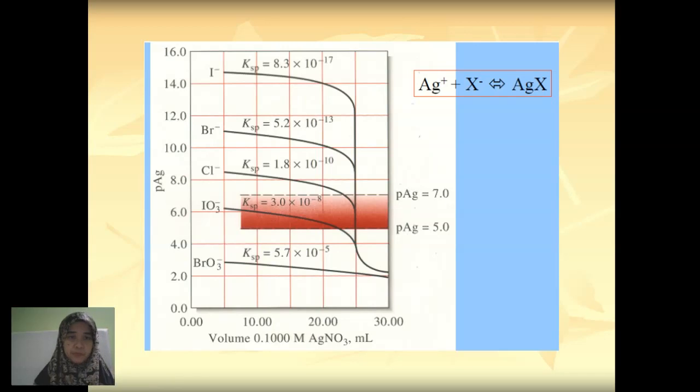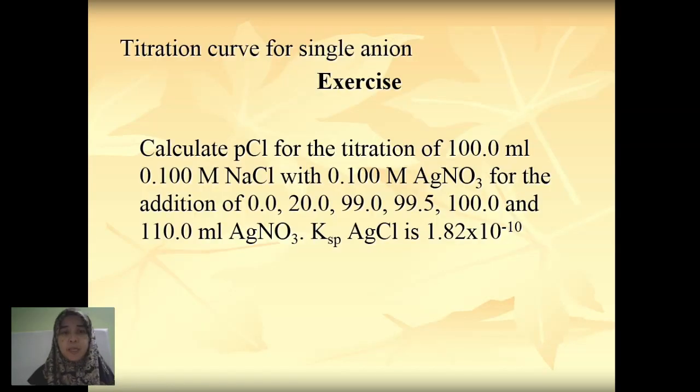For the mixture of anions, it is supposed to have two stages, which consist of two equivalent points. The first one is at 25 ml, and the second one is at 65 ml.